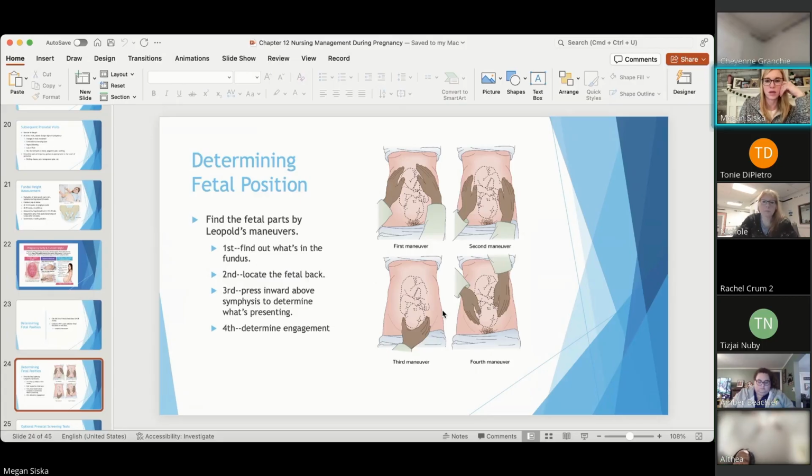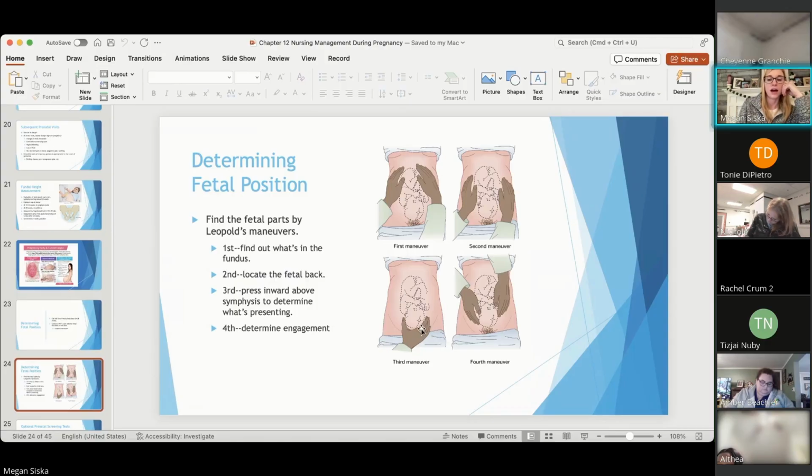This is something we can practice in lab, but the first maneuver is you feel the fundus. You feel the top of the abdomen to figure out what is presenting. So is it a little booty, a little head? Is it the side of the baby? Once you have that figured out, then you take your hands down the sides and you're trying to figure out, okay, where is the back versus where are the limbs of the baby? Once you have that, come down to the pubic area and you try to figure out, okay, what's presenting down in the pubic area? Is it a head? Is it a butt? Is it the side of the baby?